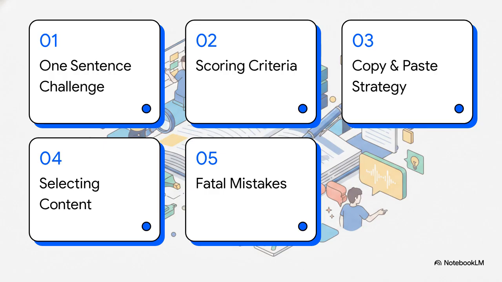First, the one-sentence challenge. Second, understanding the scoring criteria. Third, our absolute secret weapon, the copy and paste strategy. Fourth, selecting the right content. And finally, avoiding fatal mistakes.